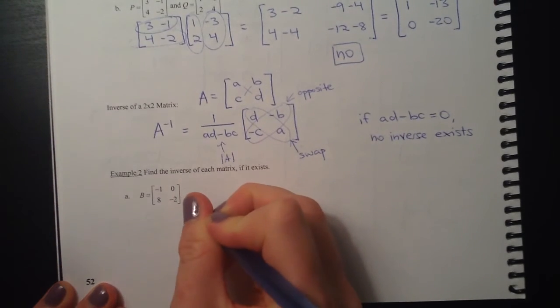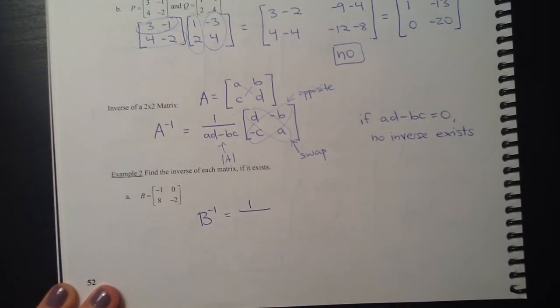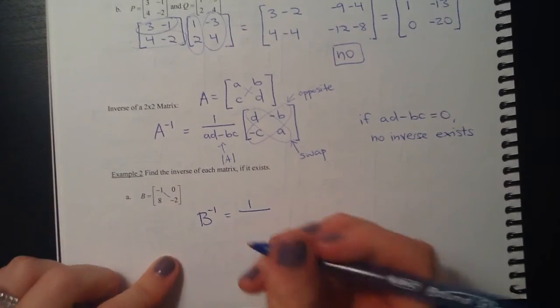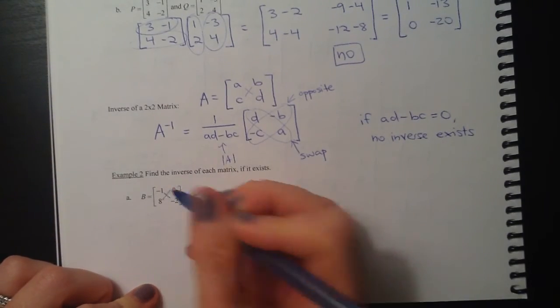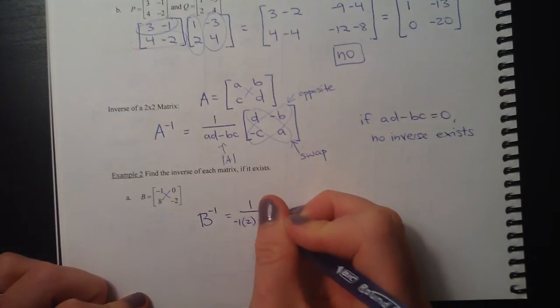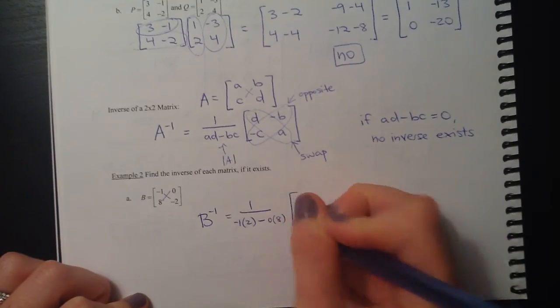So B inverse. Let's start with 1 over the determinant of B. So I cross multiply here. Negative 1 times negative 2. And then minus, cross multiply here. 0 times 8. And then I multiply this by this new matrix.